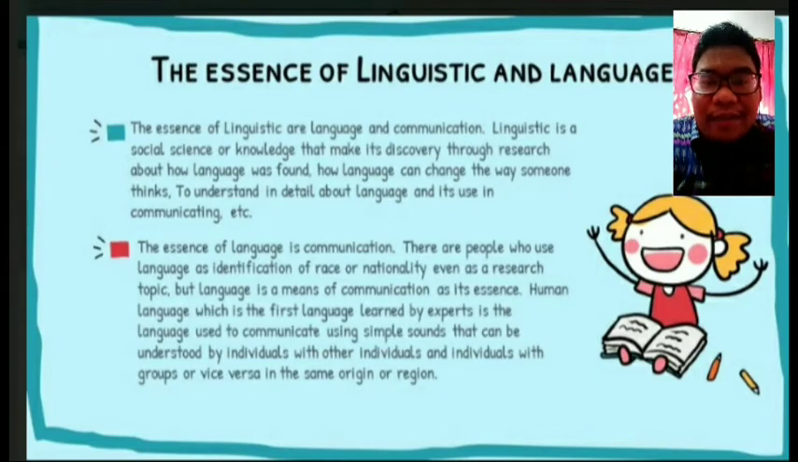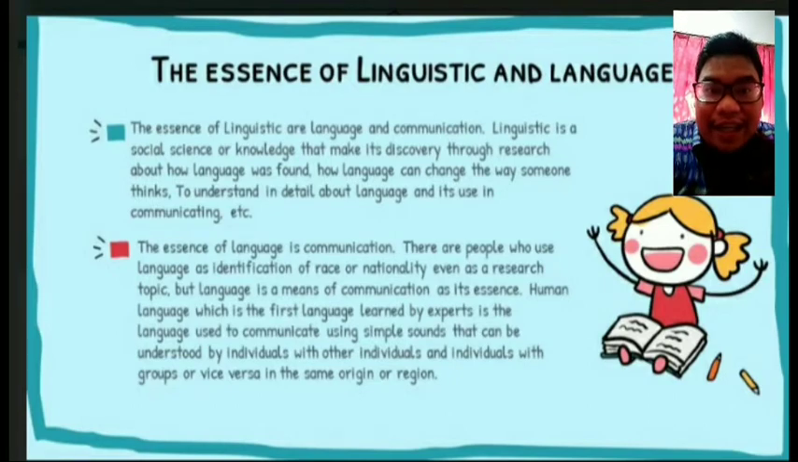Linguistics is a social science, or knowledge, that makes its discoveries through research about how language was found, how language can change the way someone thinks, to understand in detail about language and its use in communicating, and etc.